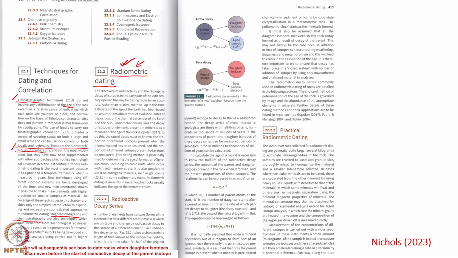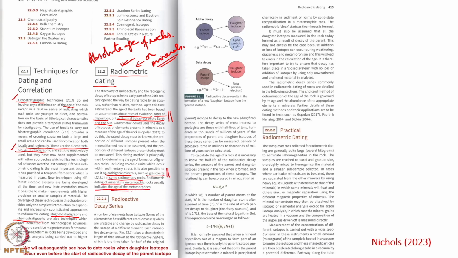The absolute age of the rock or minerals is obtained. Previously, the age of the earth was obtained based on the rate of evolution of species, rate of deposition of sediments, and the thermal behavior of the earth and the sun, but none of them provided an accurate date of the earth. When we say the minerals can be dated, authigenic minerals such as glauconite, green mica in some sedimentary rocks, are of good use. If we date the minerals in a metamorphic rock, usually it indicates the age of the metamorphism and not the age of the original rock.